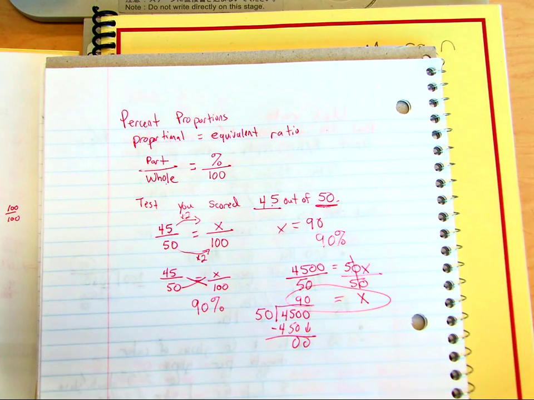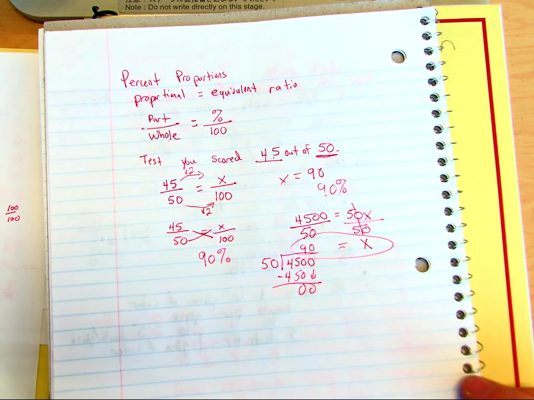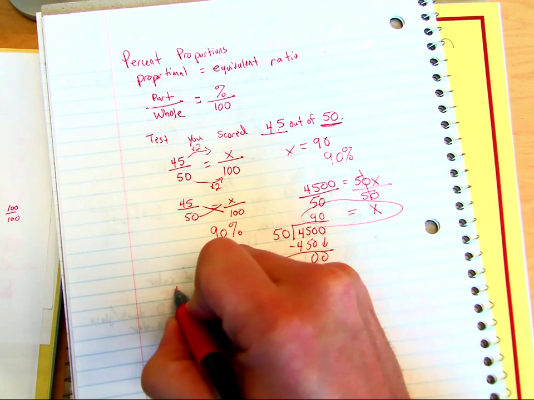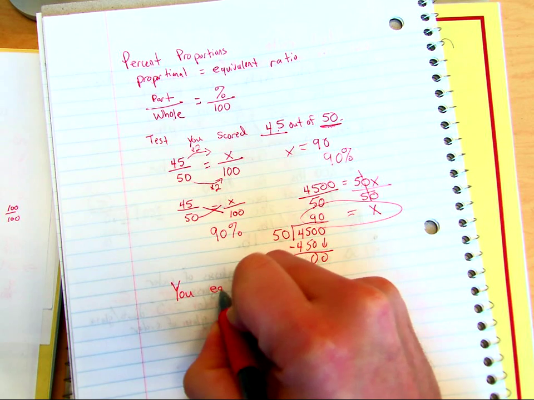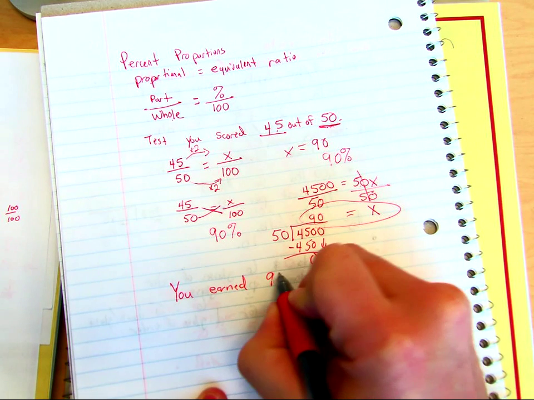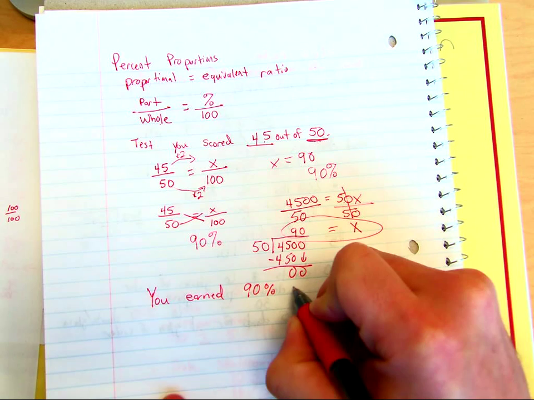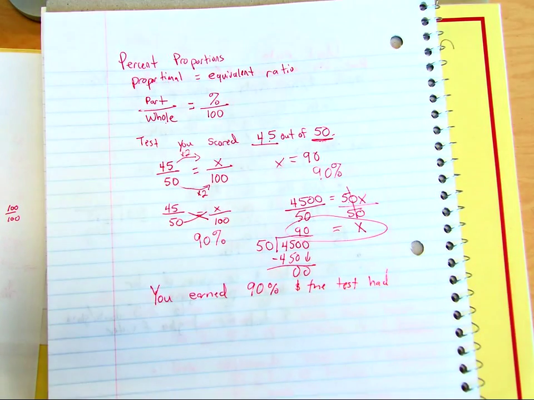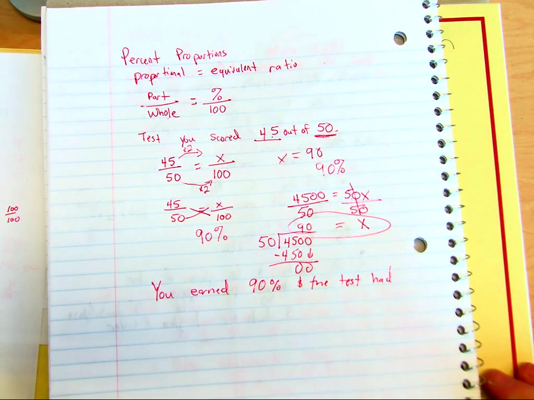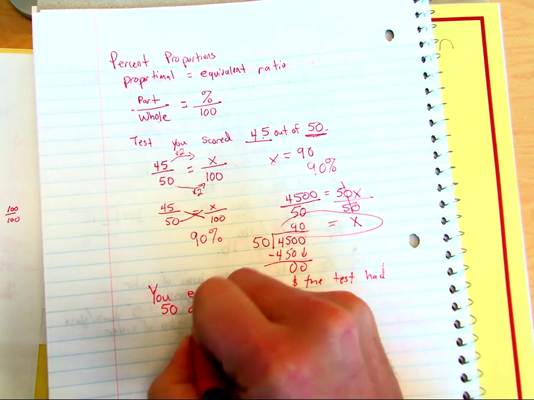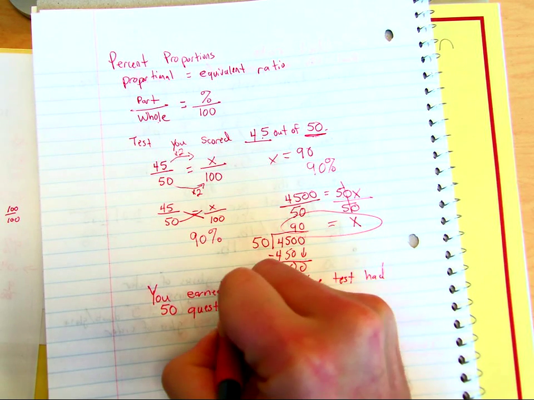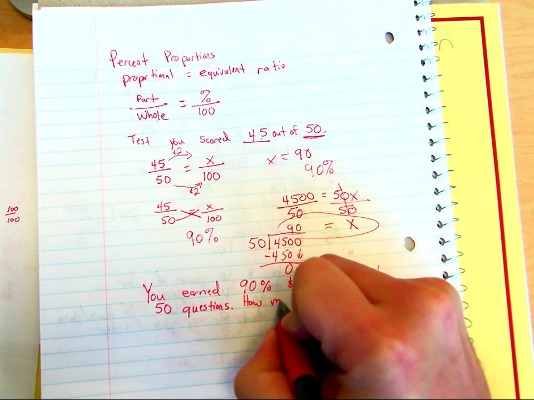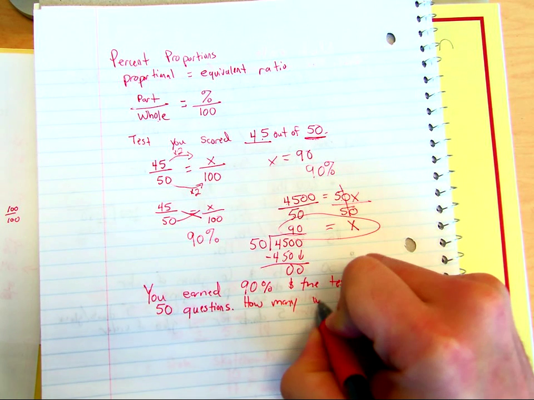Alright, and one other type. I'll give you the same scenario: you earned a 90%, and the test had 50 questions. So now I want to know how many were correct.